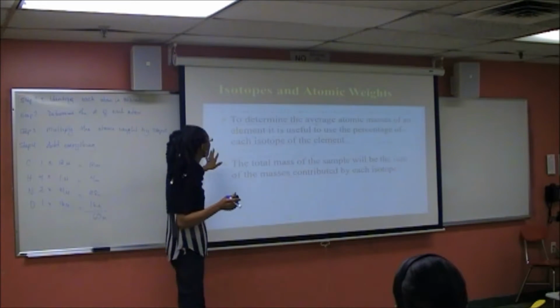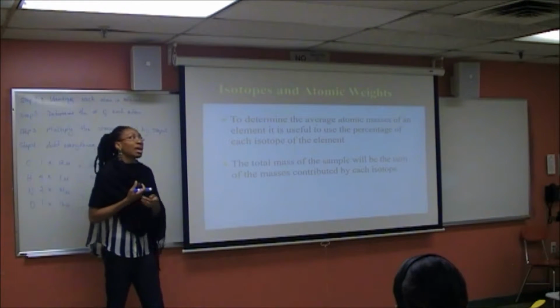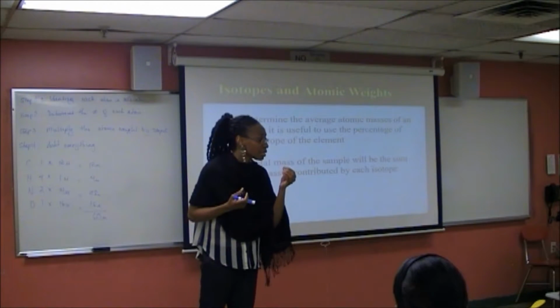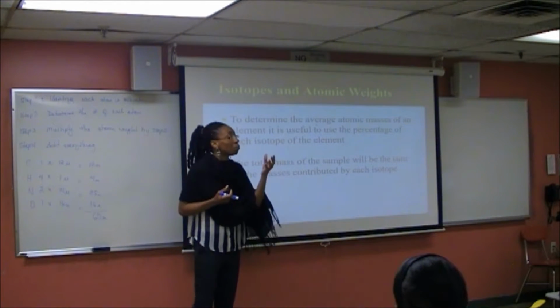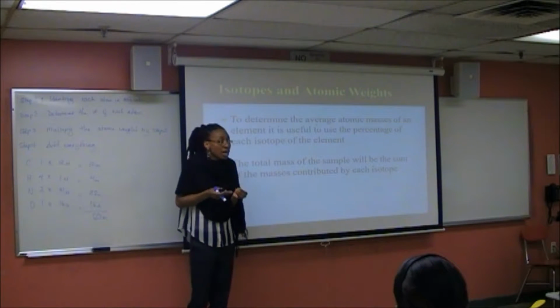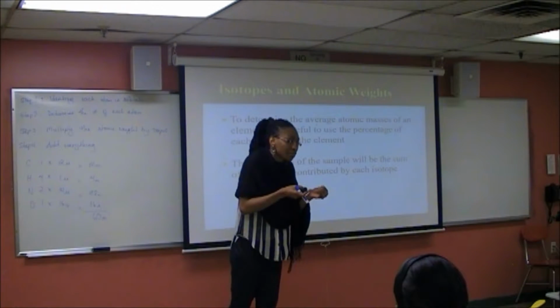So here, you can figure out the atomic weight of your atom just by knowing the abundance of your isotope. That means how much of one particular isotope is present.